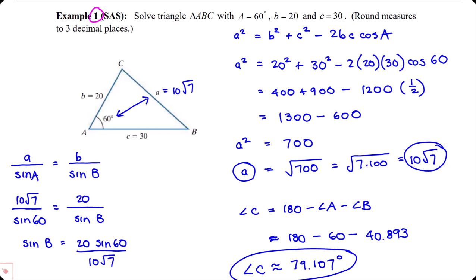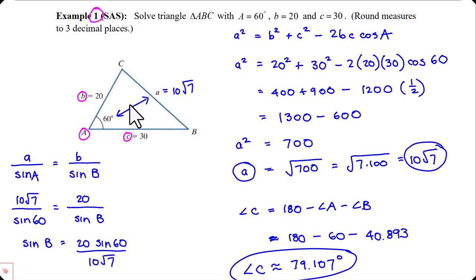So in example 1, we are given that angle A is 60 and sides B and C are 20 and 30 respectively. Notice we don't have a side and opposite angle in any of these. So this is when you do not or cannot use the law of sines. We give you the formulas, law of sines, law of cosines, but you're going to have to know when to use them. Law of sines is used if you have a side and opposite angle given.